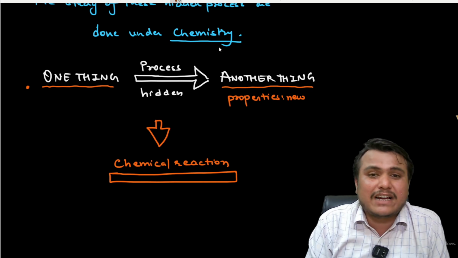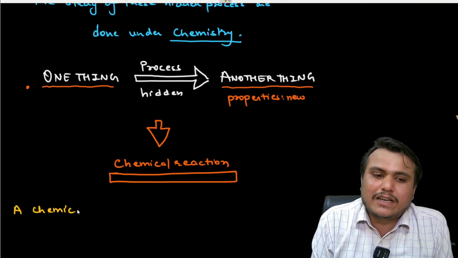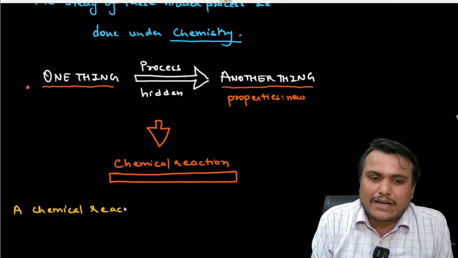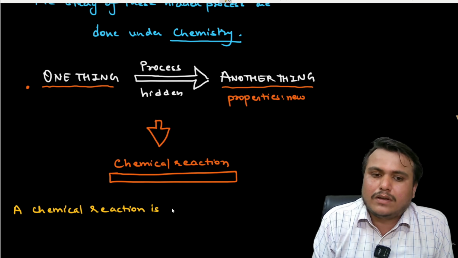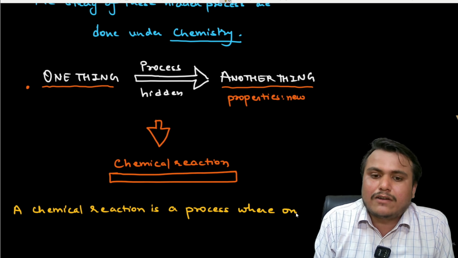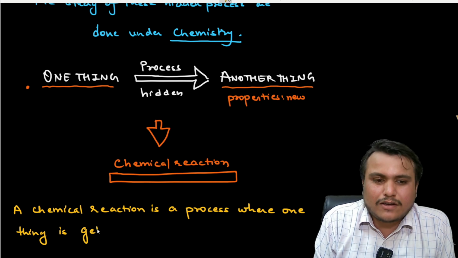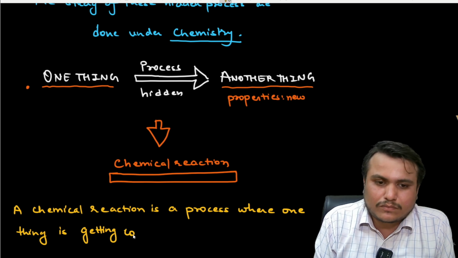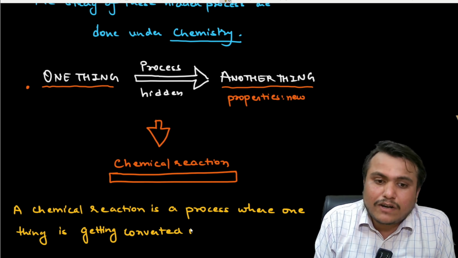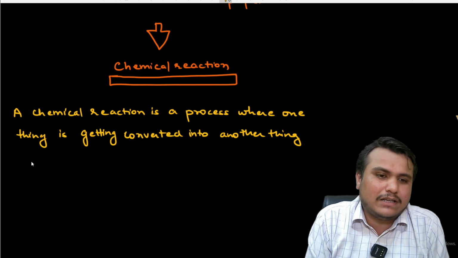So what is a chemical reaction? We can say a chemical reaction is a process where one thing is getting converted into another thing because of chemical change. Now the point is that the conversion occurs due to a chemical change.